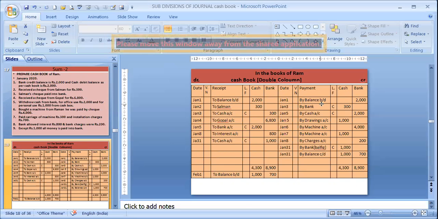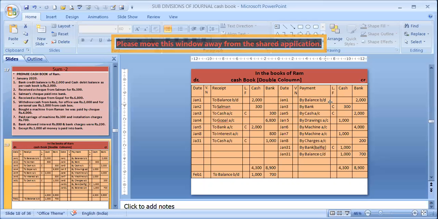Now, when there is a bank overdraft, we write like this. See, by balance brought down. Remember one thing, that bank can have only the credit balance. Cash book cannot have a credit balance. Last day also I told that cash book cannot have a credit balance. You can have a zero balance, but not negative in the cash book. Cash book is synonymous to your cash column.